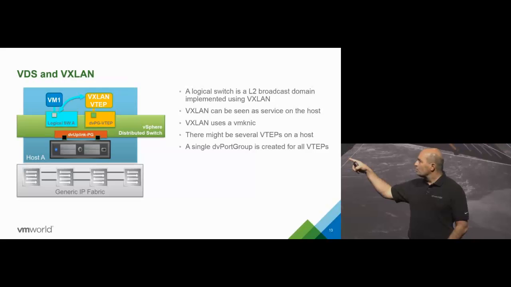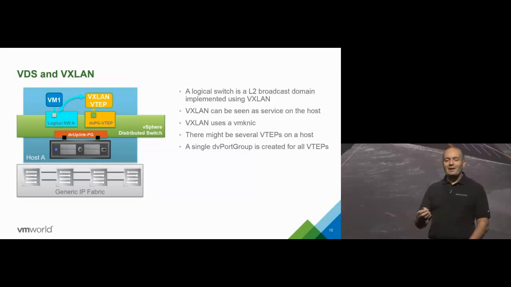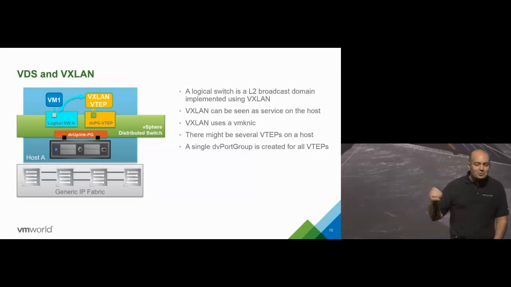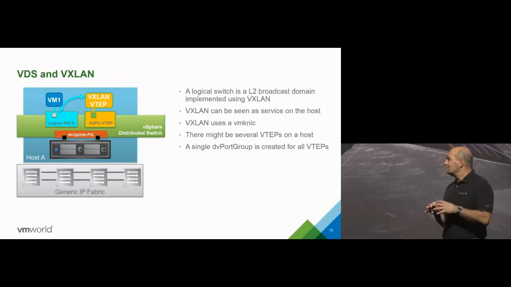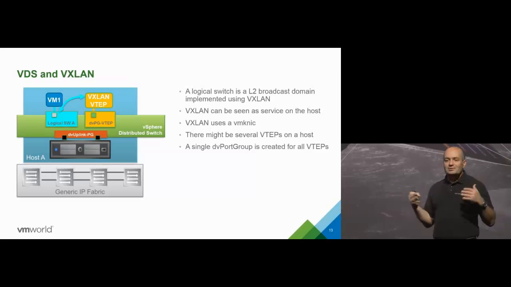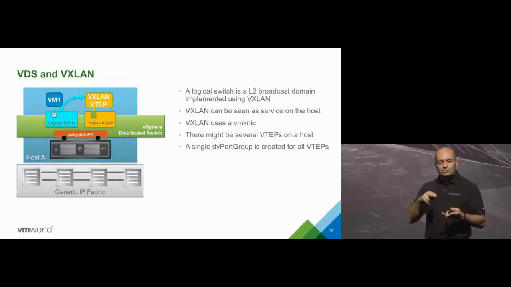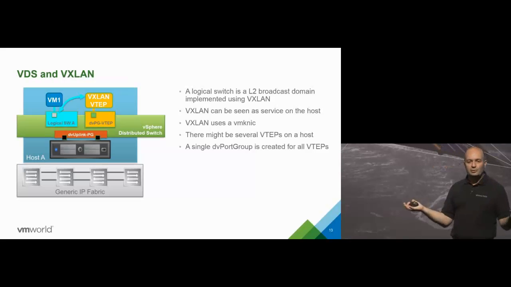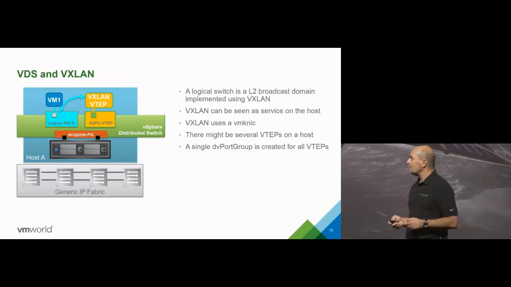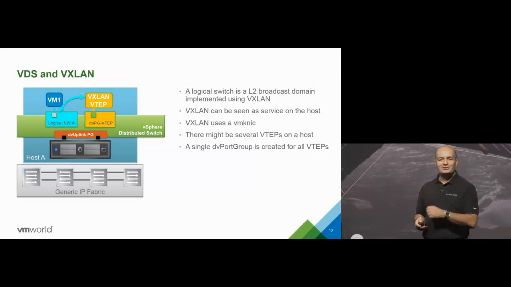Something I need to point out here is that what used to be called a DV port group is now called a logical switch when it's backed by a VXLAN. For me as a network guy, VLAN, logical switch, DV port group, broadcast domain, L2 domain, they're all the same. We're just talking about a layer 2 domain, a broadcast domain. So this is a new name that you will be seeing if you're using VXLAN.